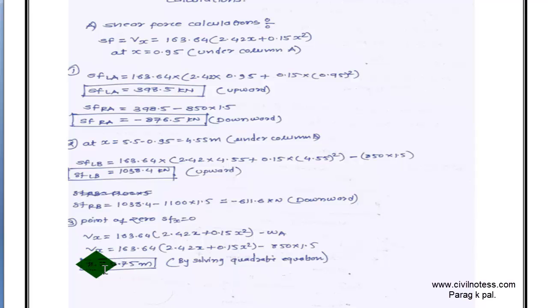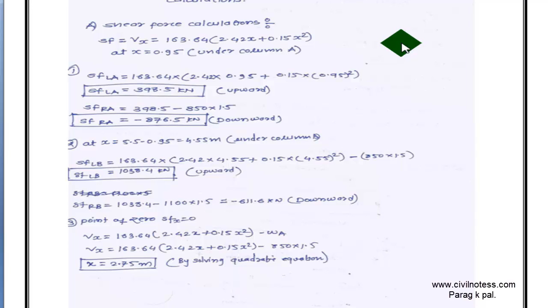Multiply Wa by this, so you get the value of x as 2.75 and solve this equation from here. 163.64 equals, in bracket, 2.42x plus 0.15x square minus. Now you get all the shear force values. Now we are proceeding to the bending moment calculation.